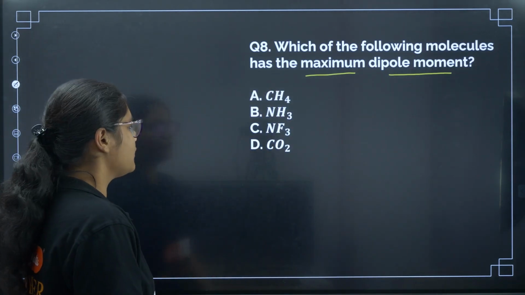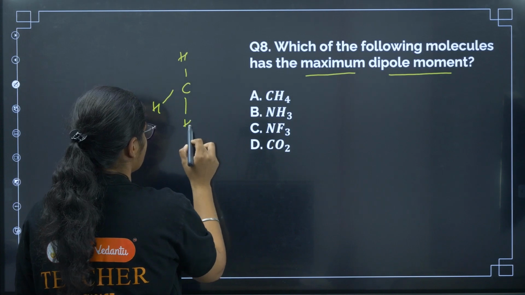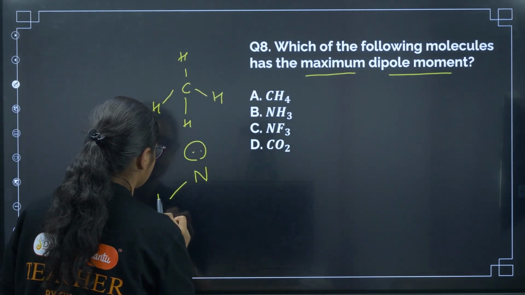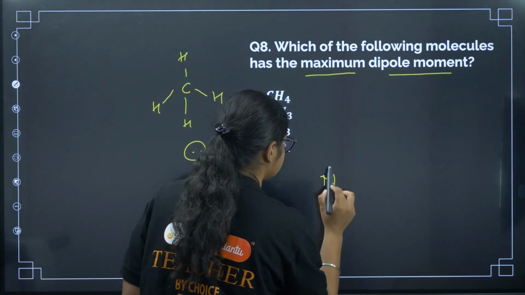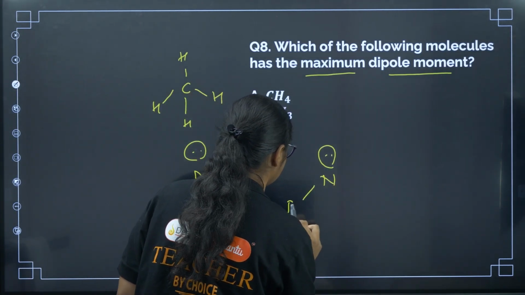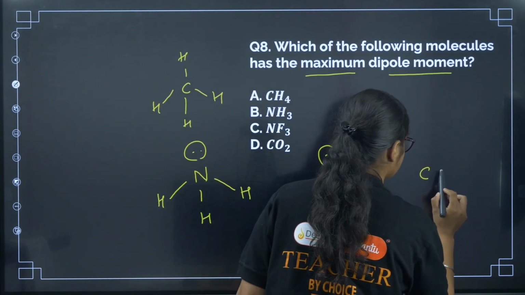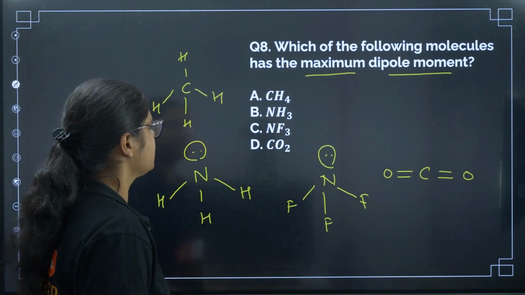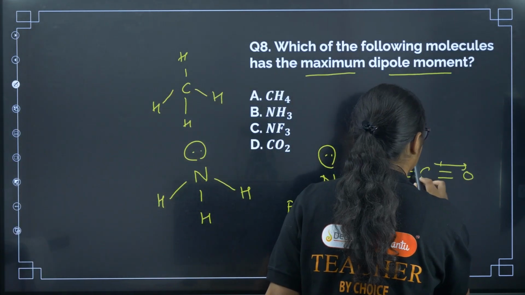Now in CH4, if you see, the structure is like this, tetrahedral. NH3 structure is with one lone pair, 3 hydrogens we have. NF3 structure is with one lone pair, 3 fluorines. And with CO2, the structure is like this. Now the question is about dipole moment. This is a linear molecule, so the dipole moment will get cancelled.